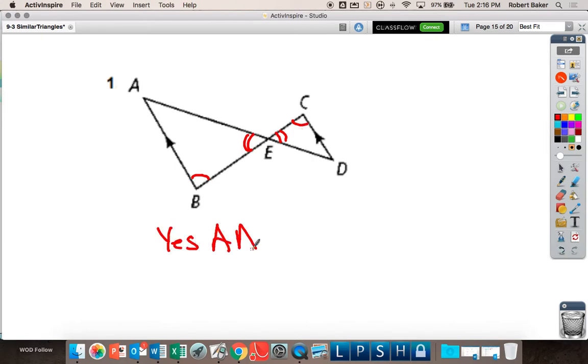It's not on your homework, is it? It is. Oh, sorry. I'm saying it's the first one on your homework. And then we have to write a similarity statement. Triangle. Who wants to give it a go?